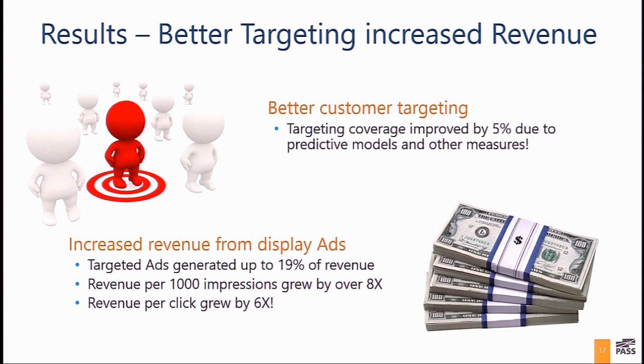Then in terms of revenue, we saw a huge lift as a result of this modeling. Number one, the online advertising revenue increased by up to 19%. Then if you drill down into the revenue per 1,000 impressions, that grew by over 8 times, so 800%, and revenue per click also grew by 6 times.